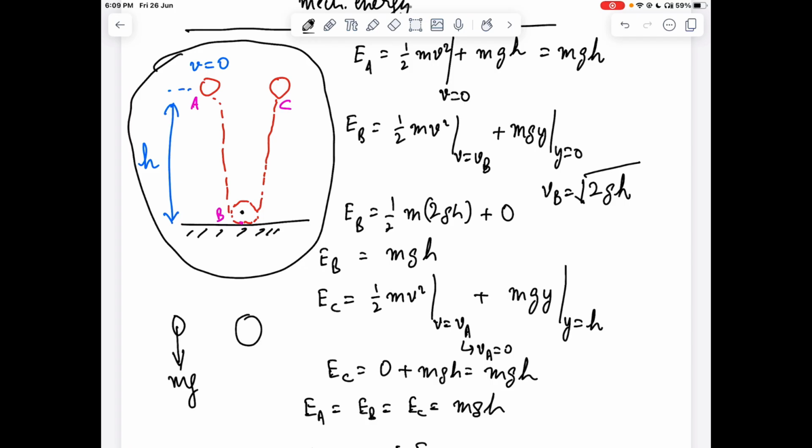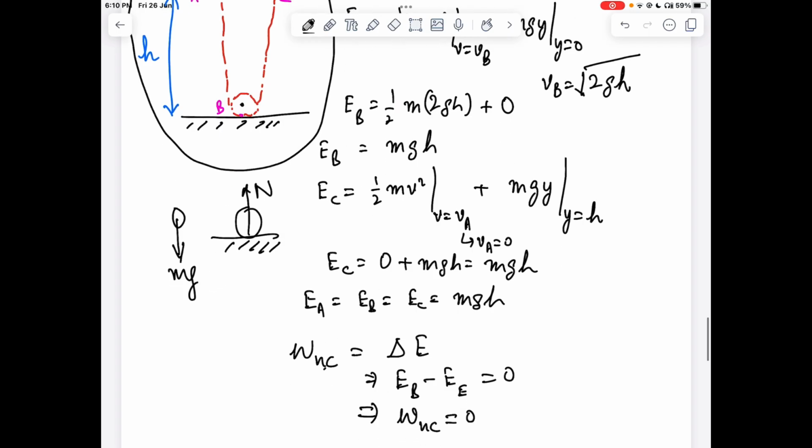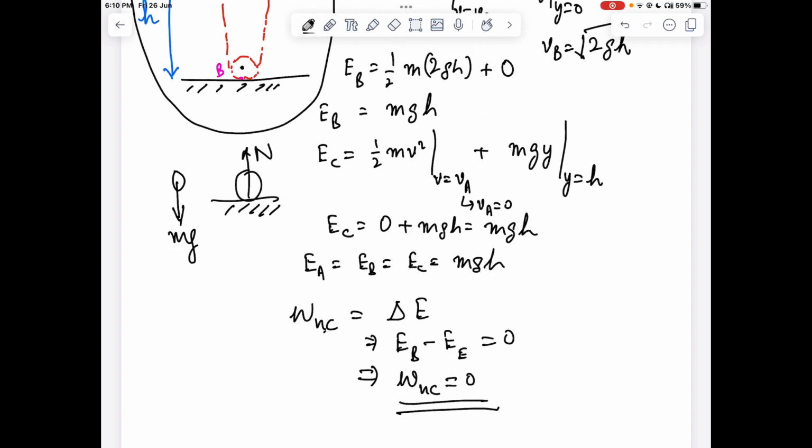At the point B, we have a normal force acting in this direction. However, it does zero work because as soon as the ball leaves the ground, there is no force acting. So the normal force itself does not cause that motion. The displacement is zero, therefore the work of the normal force is zero. So during the whole travel from point A to B to C, the only force acting on the body is the gravity force, which is a conservative force, and therefore the work of the non-conservative force is zero because there is no non-conservative force in this whole scenario.